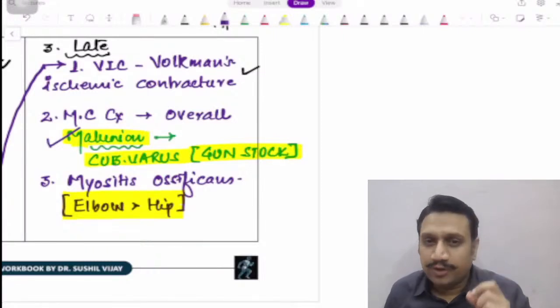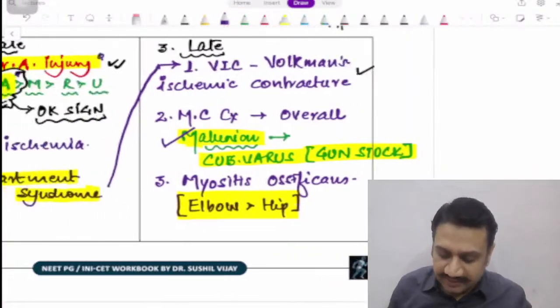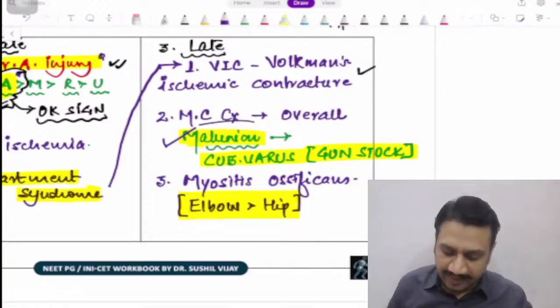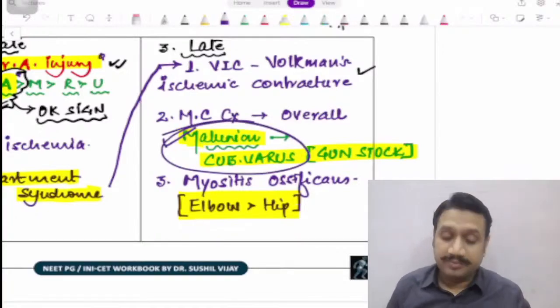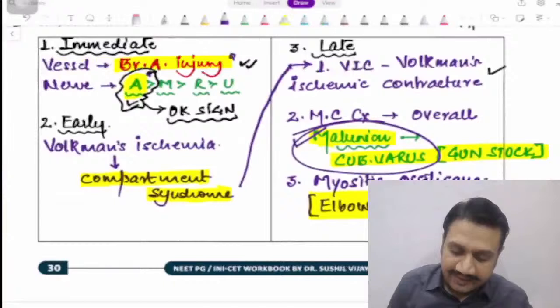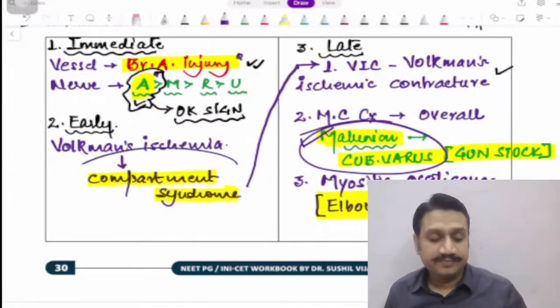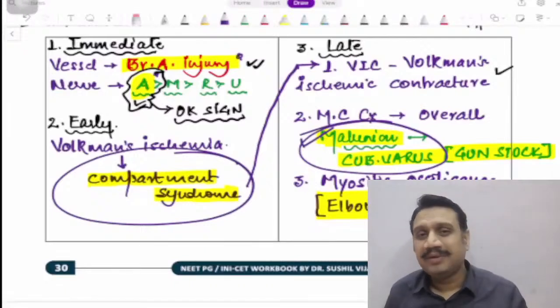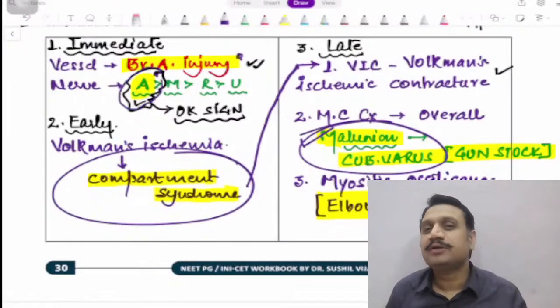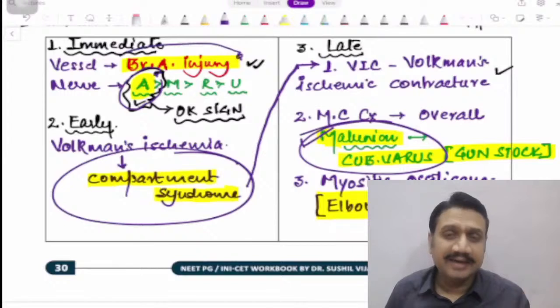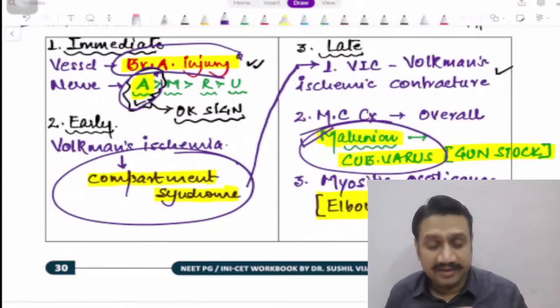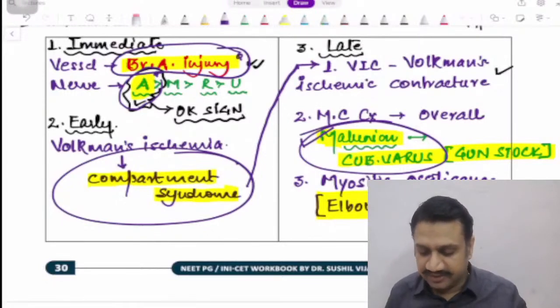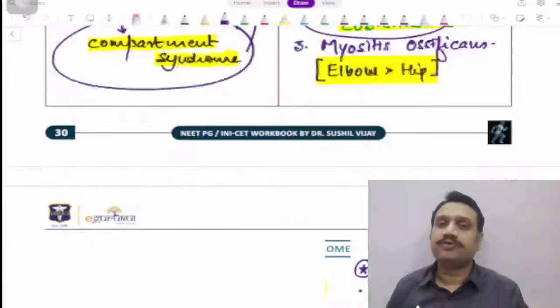I want you to remember the cubitus varus here. I want you to remember the compartment syndrome here. I want you to remember the AIN here, and I want you to remember this brachial artery injury here. These are different questions from here. Now, compartment syndrome has been one of the most frequently repeated questions in recent years of INICET as well as the NEET exam. In NEET also it has been asked. Now, see, these are a few points about compartment syndrome in front of you.